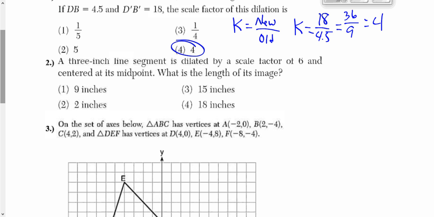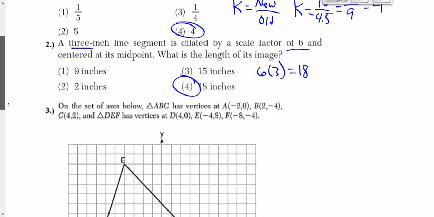Okay, let's take a look at number 2. Guys, what is it? Choice 4, right? How'd you get it? Because you do 6 times 3. Scale factor of 6. The original length was 3. Or you can do 6 times 4 minus 6, or just that. Okay?